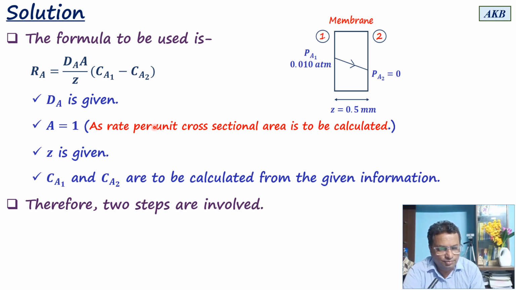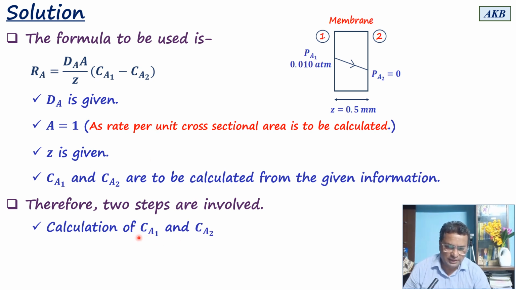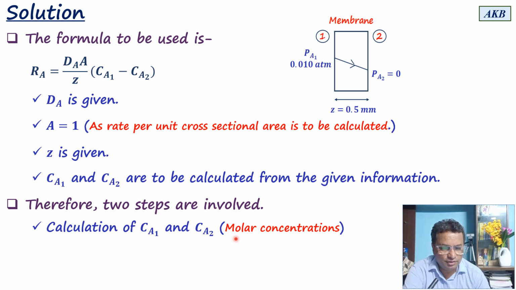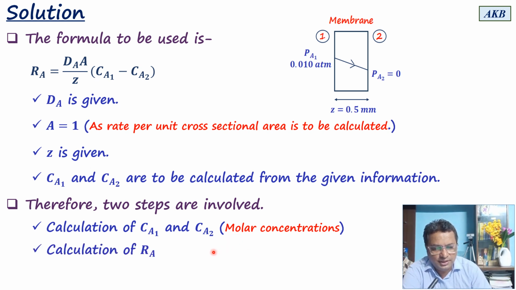So we can now note that there will be two steps in solving this numerical. First step is calculation of Ca1 and Ca2, these are molar concentrations. And second step is we will be calculating the rate, which is the parameter that is asked in the numerical. Two steps. So first we will get Ca1 and Ca2. Again Ca2 is 0, as you know Pa2 is 0, but we have to get Ca1. So first we will be doing that, and after Ca1 and Ca2 are known to us, we will be using the equation to get the rate. Okay, so let us move ahead.